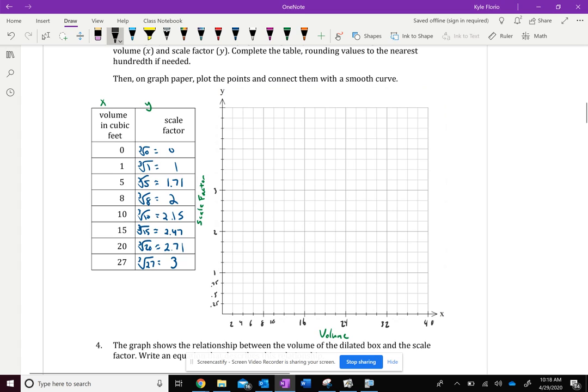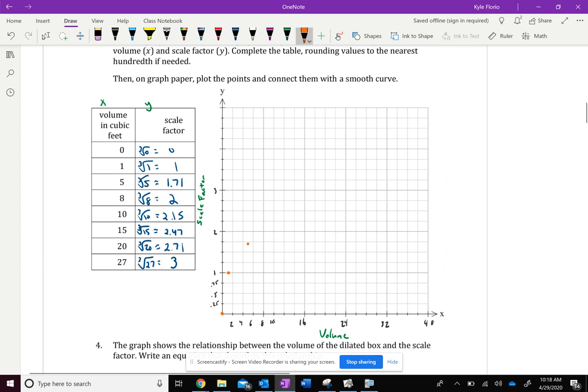And let's graph it. So the 0.00 is on here. So when the volume is 0, the scale factor is 0. When the volume is 1, the scale factor is 1. So the 1 is going to be right between 0 and 2. And we know the scale factor has got to be up at 1. And then we have the 5 and 1.7. So 5 is going to be right between 4 and 6. And 1.7 is going to be just below 1.75.